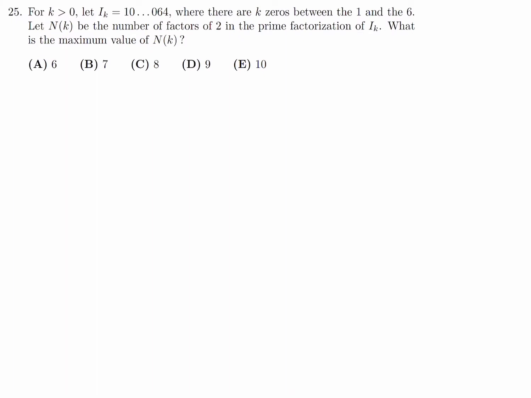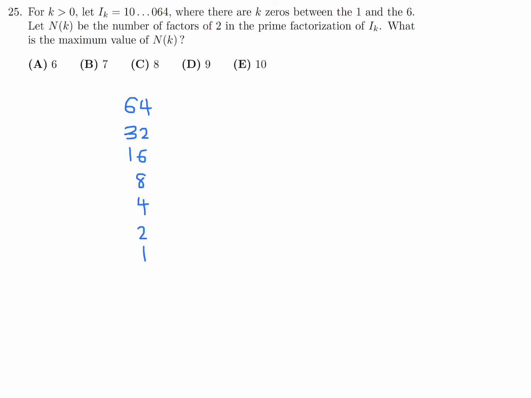For k greater than 0, let i_k be 10...064 where there are k zeros between the 1 and the 6. Let n_k be the number of factors of 2 in the prime factorization of i_k. What is the maximum value of n_k? So, if you have any number and you divide by 2 and it ends in 64, there's a couple different scenarios. The first scenario is, let's just look at 64 itself. If you divide by 2, you get 32, then 16, then 8, then 4, then 2, then 1.